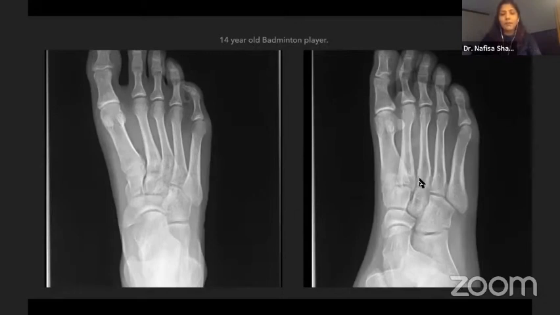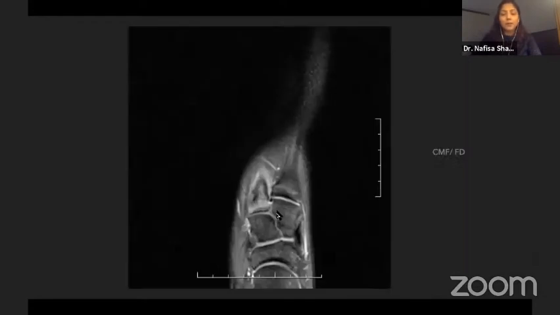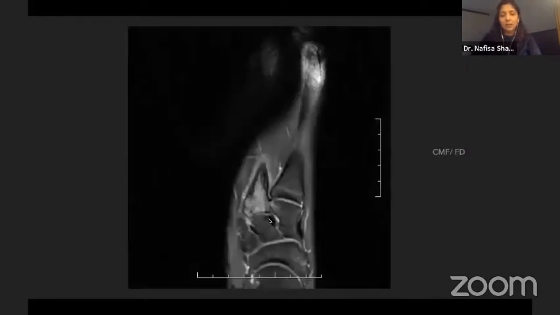Because this was not a familiar site for stress fractures. We would like to see them somewhere here. And then he was a badminton player. There was no history of running. When we did the MR, we did see the edema for sure.